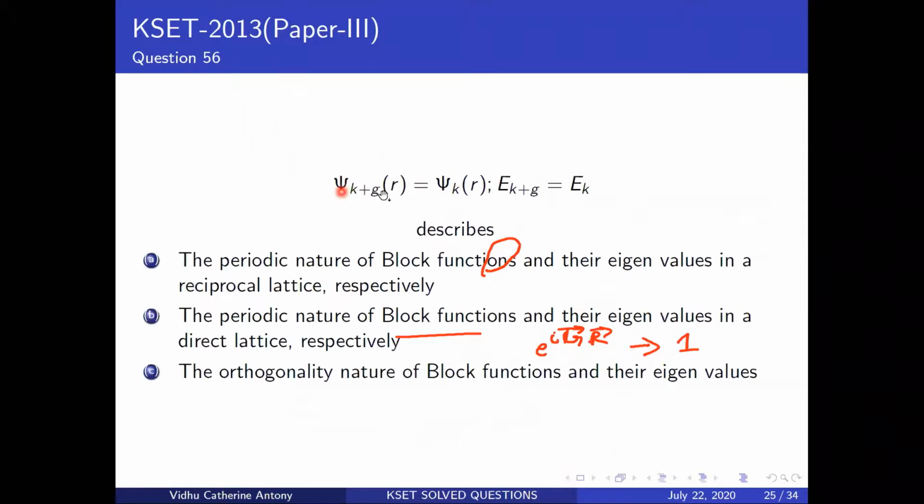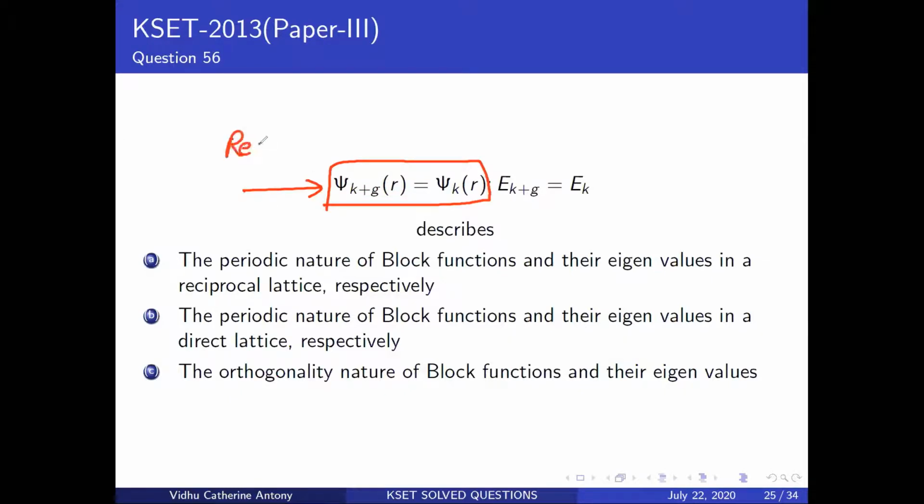You've got psi k of r is equal to psi k plus G of r. And this only happens when you have this in your reciprocal space. That exponential term becomes equal to unity only when you're in your reciprocal space. So you need to be in your reciprocal lattice in order to get this kind of relation.